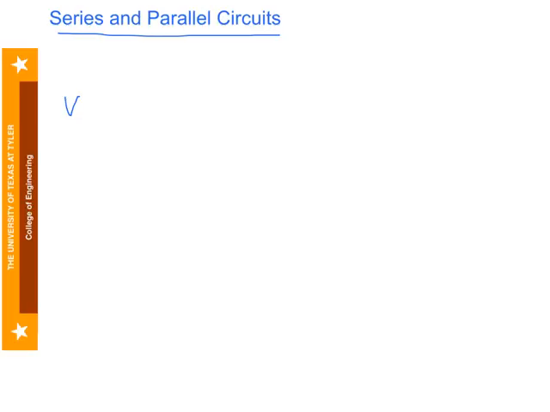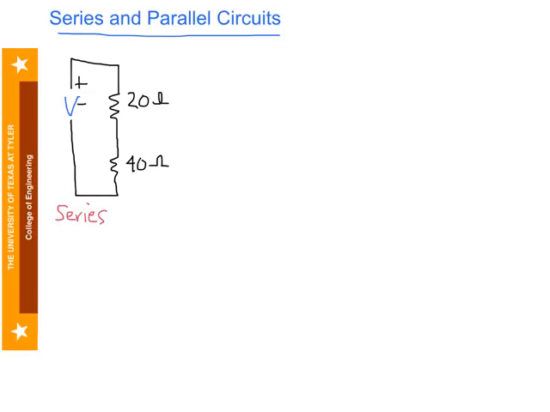I'm going to have voltage here. And I'll put a plus and a minus there. So there's my little battery. And here I've got a resistor of 20 ohms, and here I have a resistor of 40 ohms. And we would say that those are in series because they're one after the other. All right, so that's a series circuit.